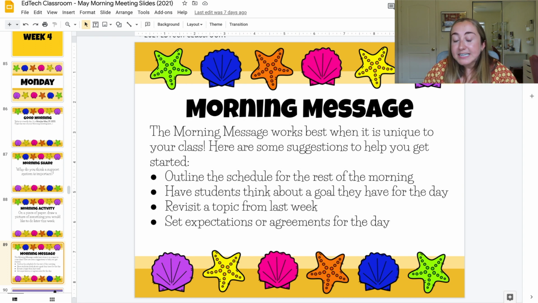So you could outline the schedule for the rest of the morning. You could have students think about a goal they have for the day. You could have them revisit a topic from the previous week or yesterday, depending on what day of the week it is. And then you can set expectations or agreements for the day. So one thing I want to point out is I used a very clear structure in creating this morning meeting. So we started off with the morning greeting, then we moved on to the morning share, then we had the morning activity, and then lastly we had the morning message.